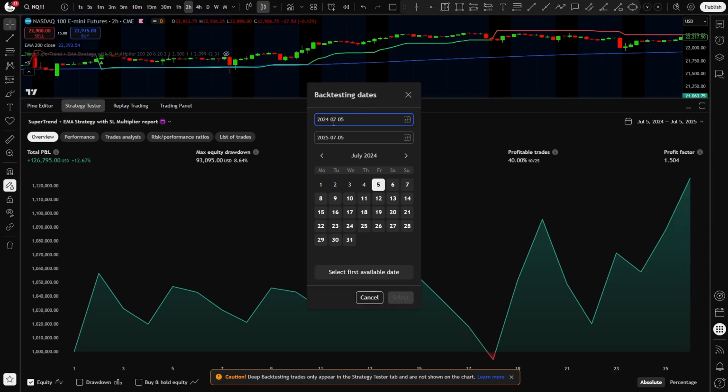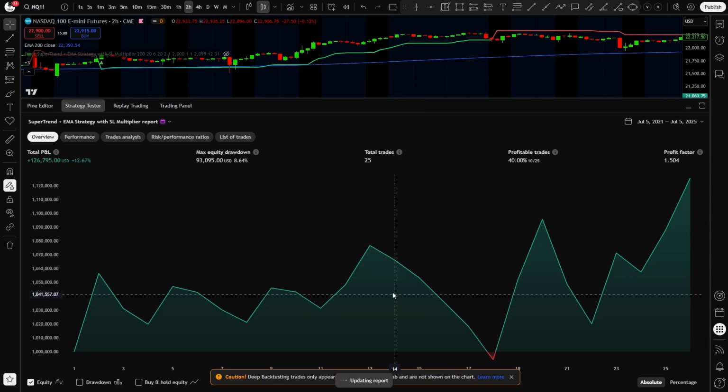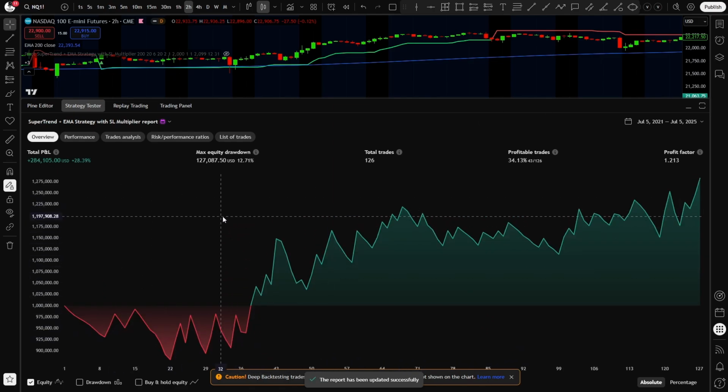Now let's see the last 4 years, which I usually like to check. So we are going to go with 2021, the 5th of July, till 2025, the 5th of July. And here you can see the results. So in 4 years, even the best setup out of the spreadsheet I showed you could only make 28% net profit with only 12% maximum drawdown. That means that you can increase the position sizing if you are comfortable with a higher maximum drawdown.